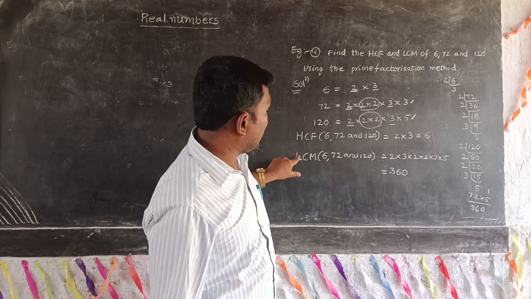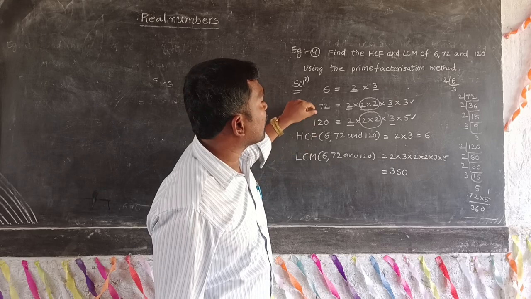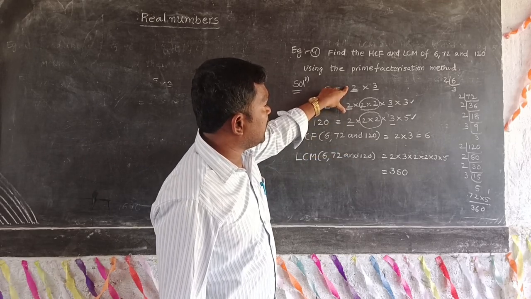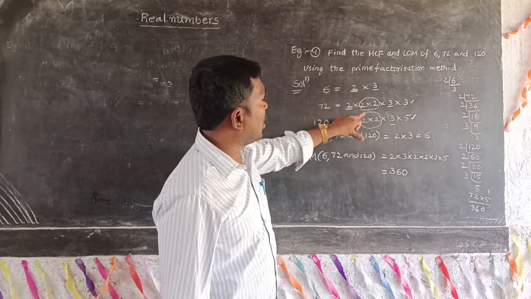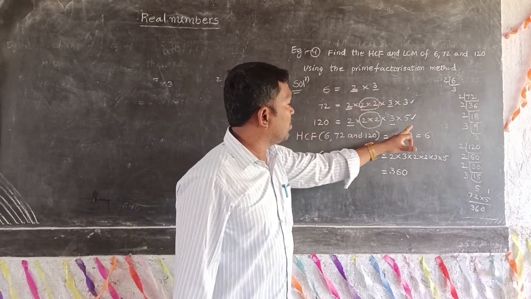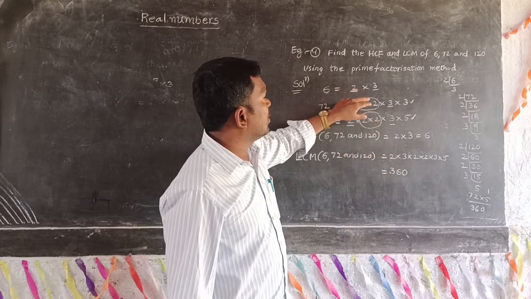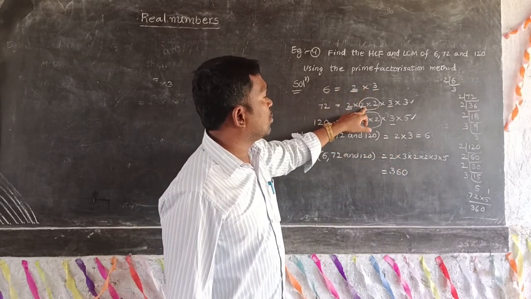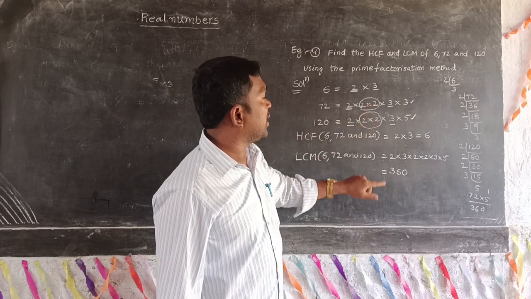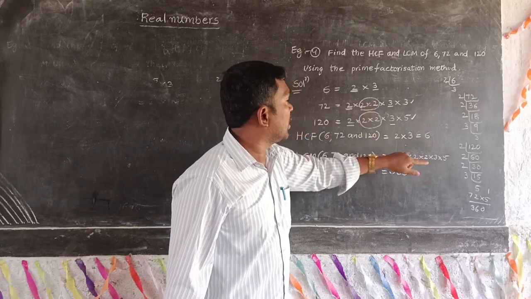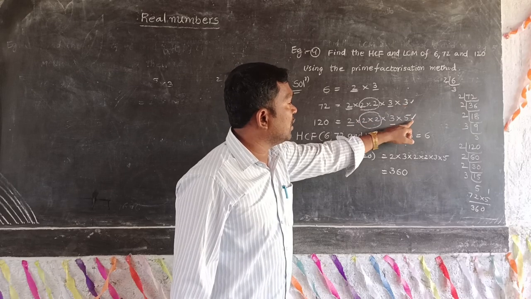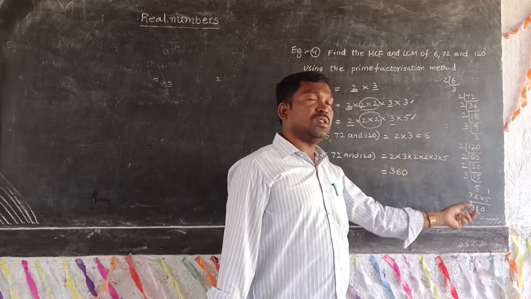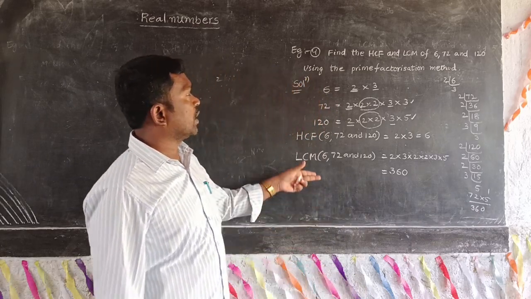Once again, to find the LCM, first write the highest common factors. All numbers have 2, all numbers have 3, no remaining. But in these two numbers, 2 into 2 is common, so write it one time. Here remaining 3, here 5. So the multiplication of all these numbers is 360.